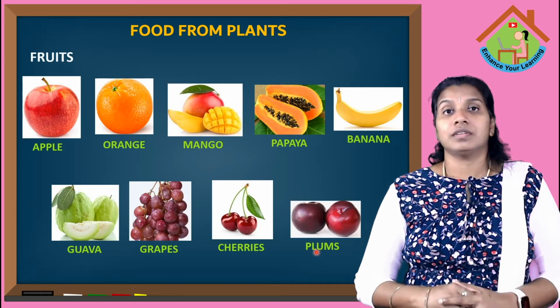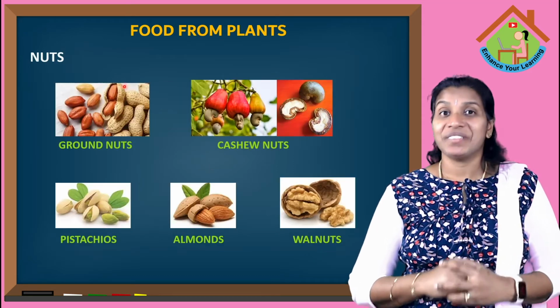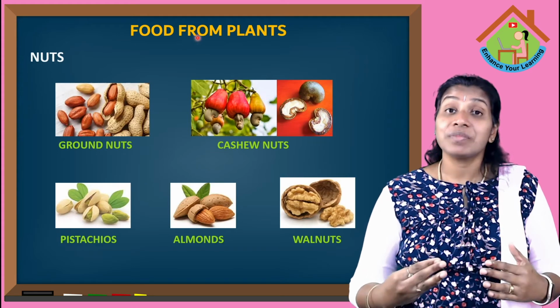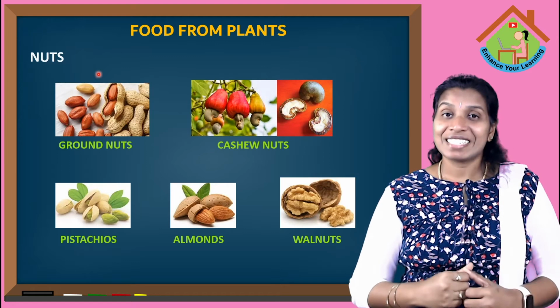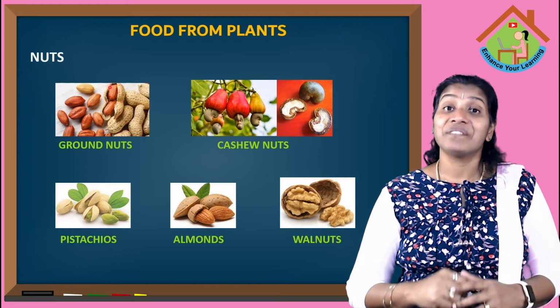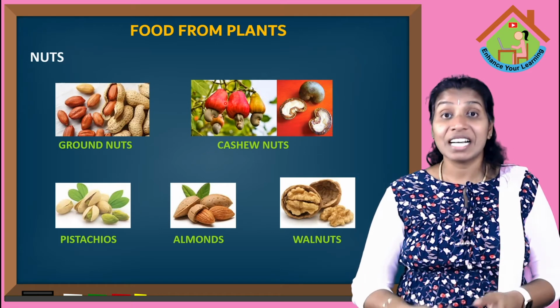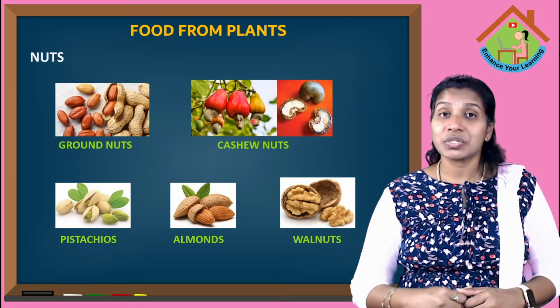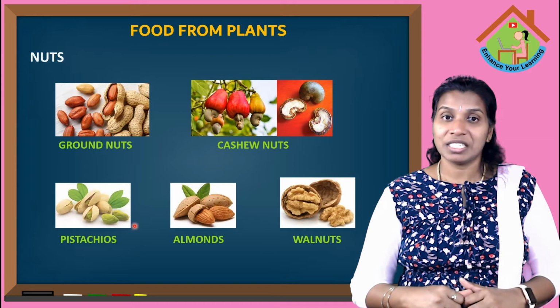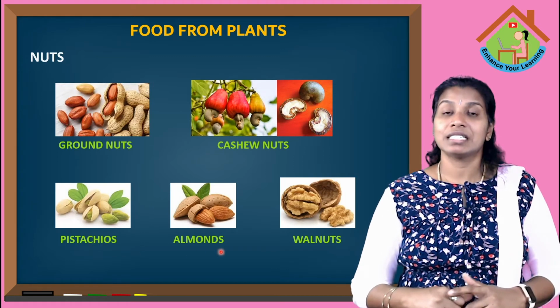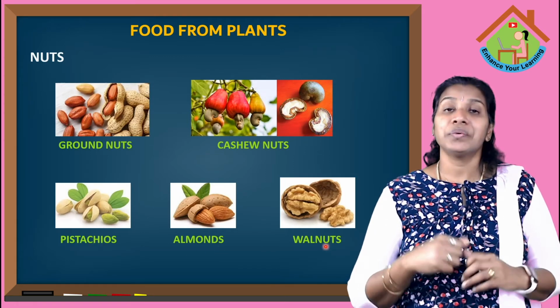Okay, kids. Next, we are getting nuts from the plants. What do you mean by nuts? Nuts are the fruits with hard covering. What are the examples of nuts? Groundnut, cashew nut, pista, almond, walnut.